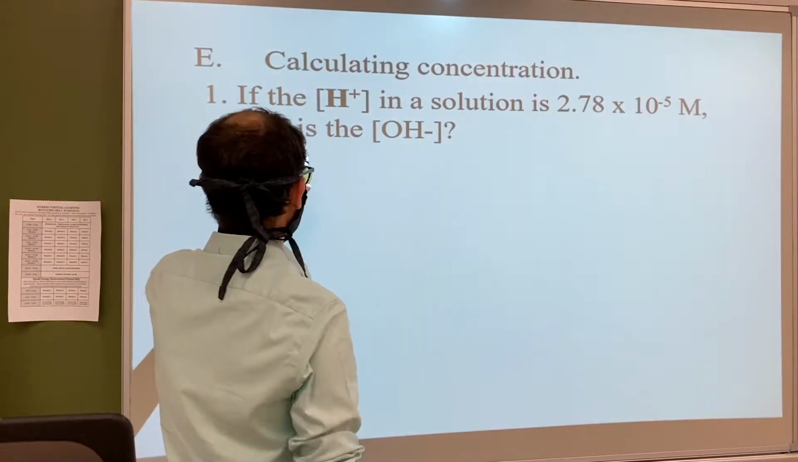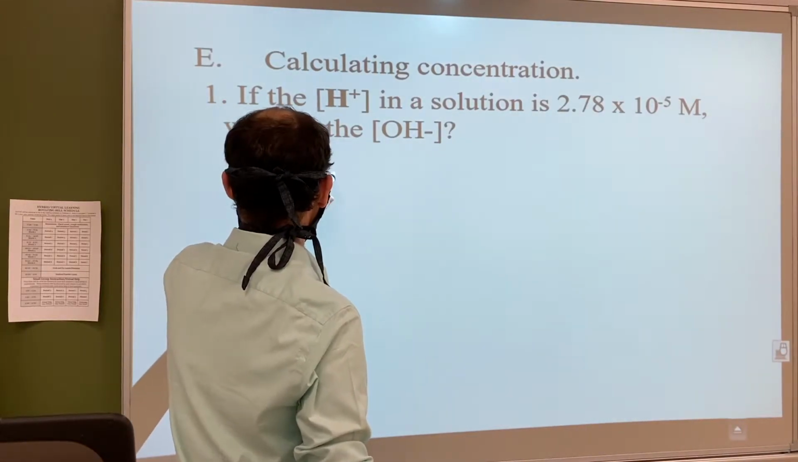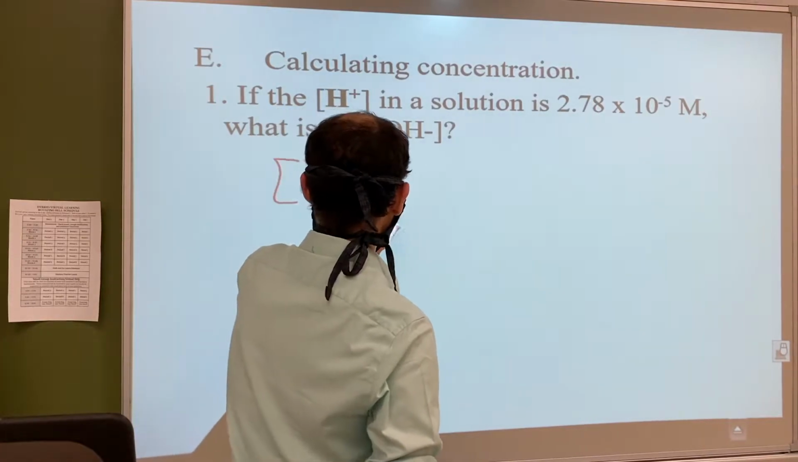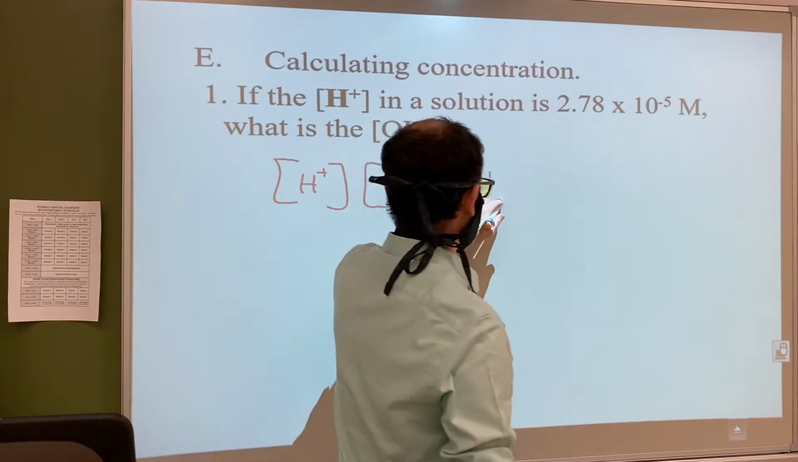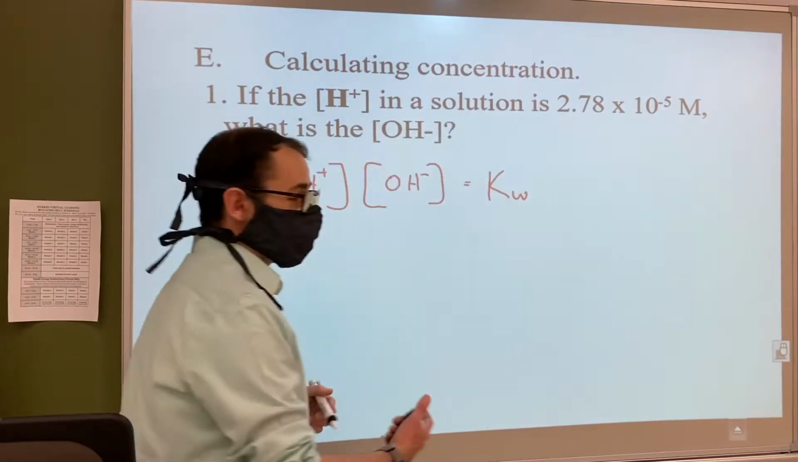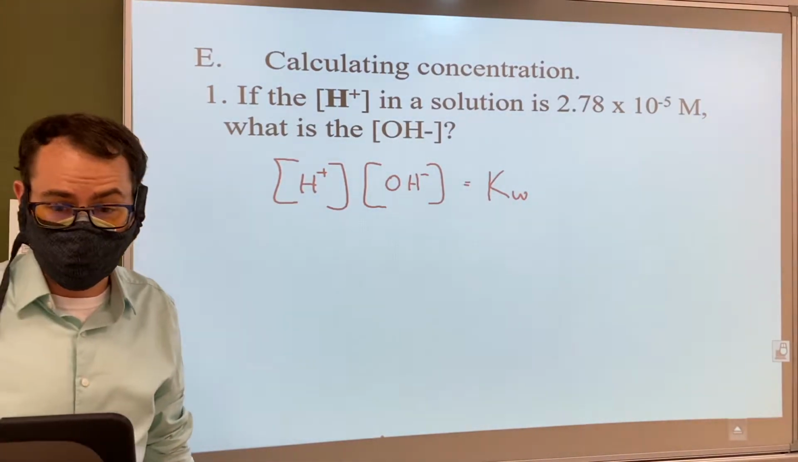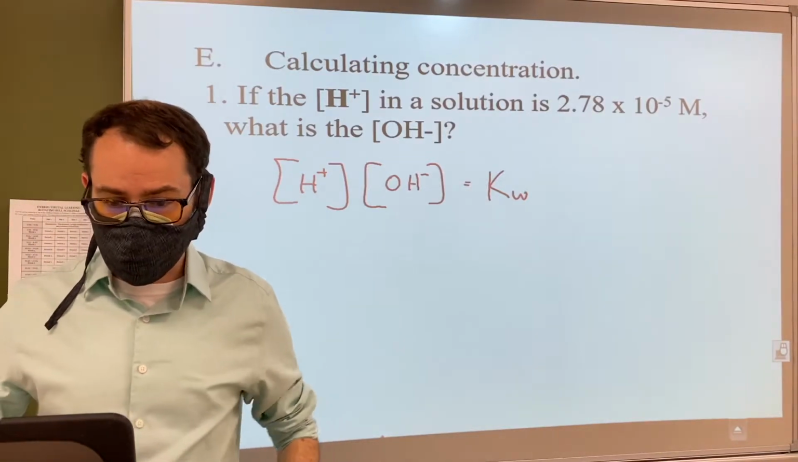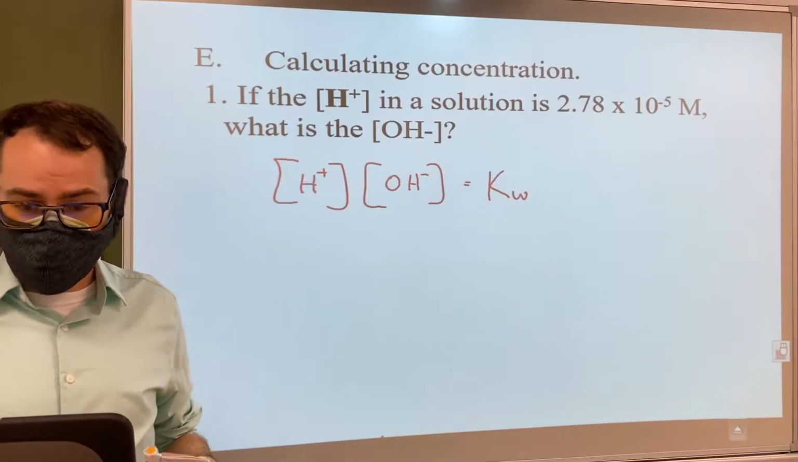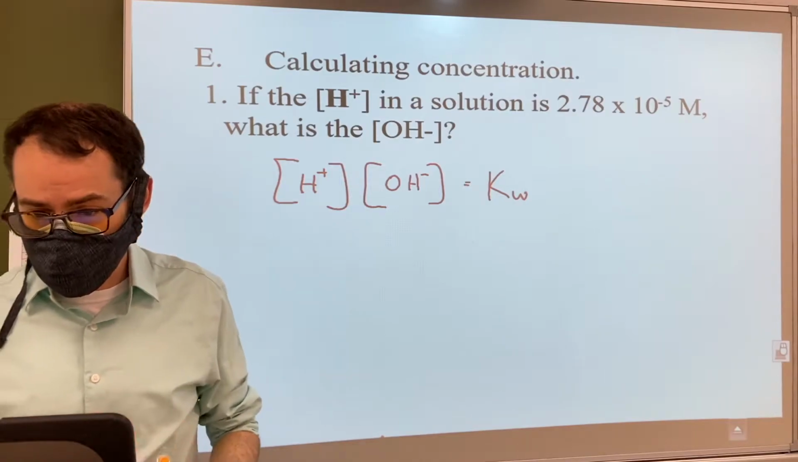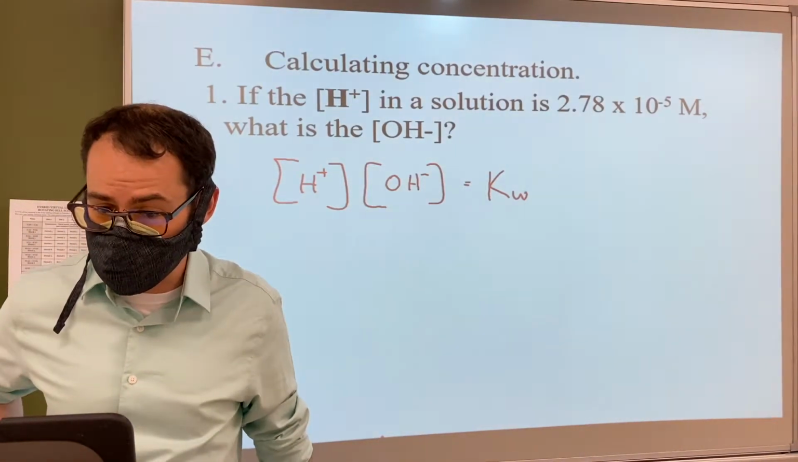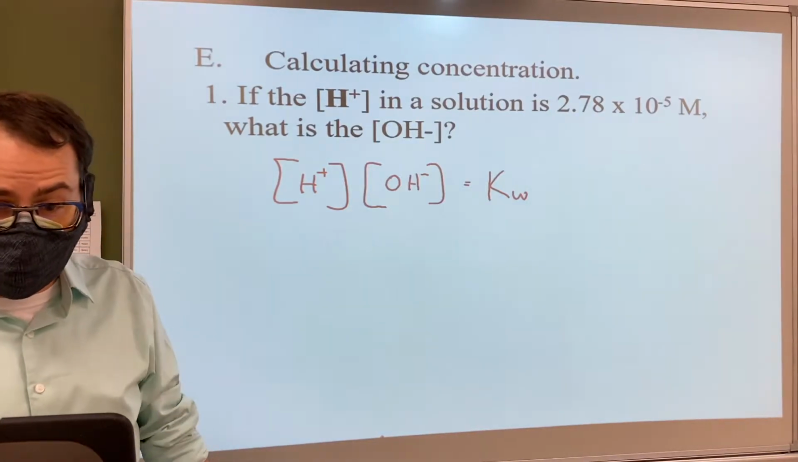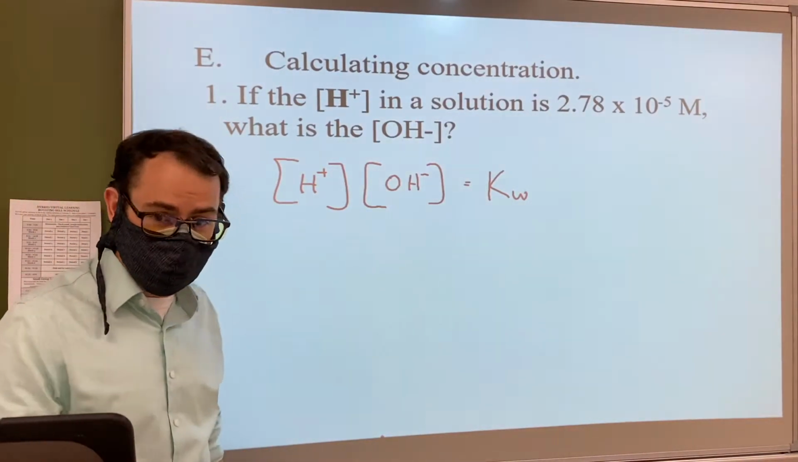And what we said before was that if you took H plus and you multiplied it by OH minus, you would always get the same number, and we said that was KW. So this is going to be our first equation of the chapter, all right? We have the concentration of H plus times the concentration of OH minus equals KW. So we have three variables. Well, one's a constant, but then we have two other things. And we can plug in 2 out of 3 things, which means we can solve this.